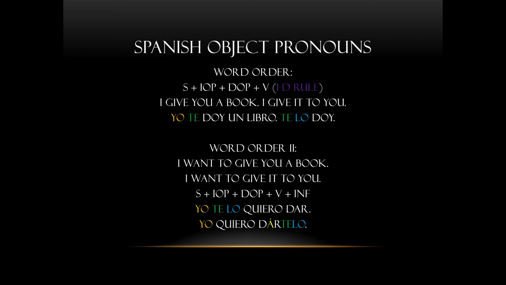Word order part 2: if you have a compound verb where you have a conjugated verb plus an infinitive in the same clause, take a look at this. I want to give you a book. I want to give it to you. Subject, indirect object pronoun plus direct object pronoun plus verb plus infinitive. Yo te lo quiero dar. Or you can take the object pronouns and attach them to the infinitive and make a new word. If you do that, you need to put an accent mark over the infinitive ending A, E, or I. All right.